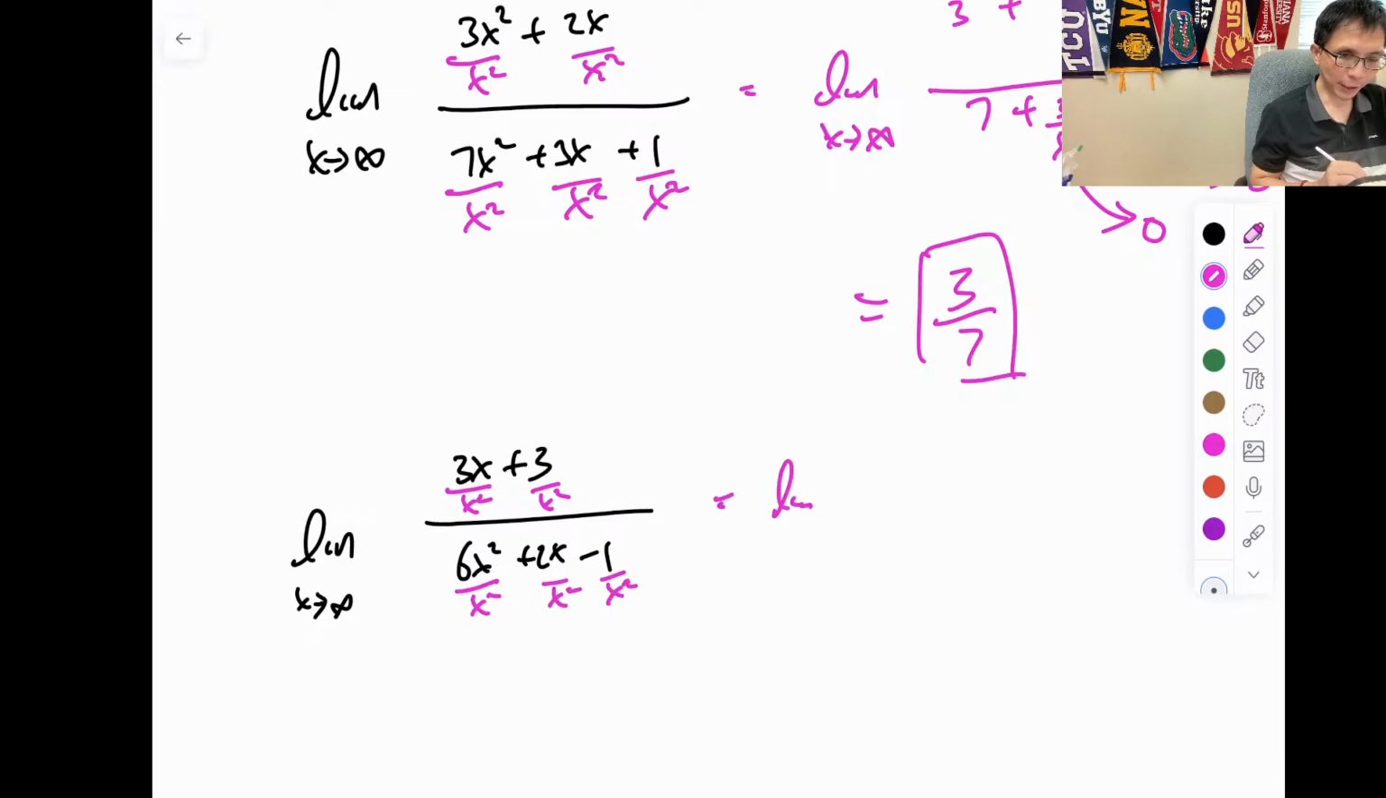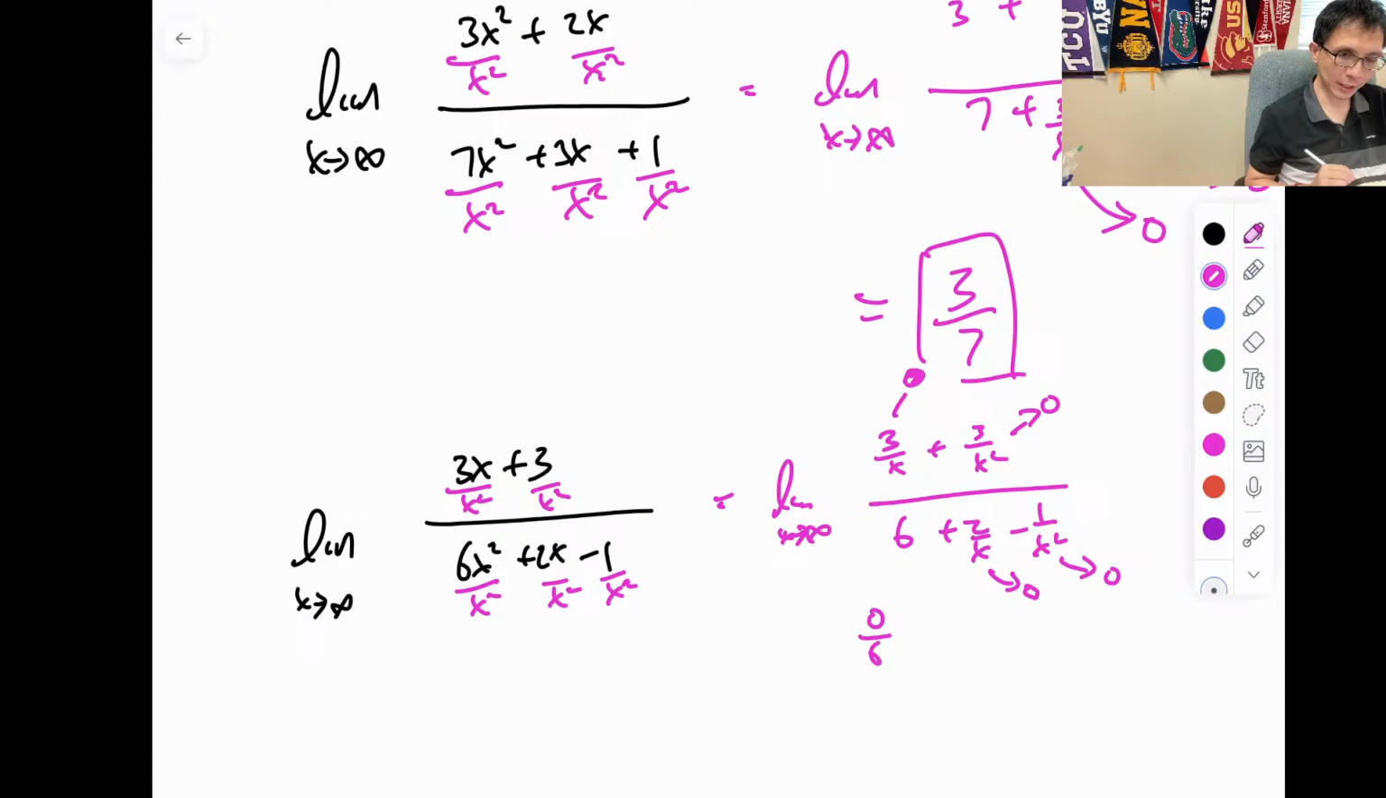And this will simplify to the limit as x approaches infinity of 3 over x plus 3 over x squared, where x is on the bottom and the top is constant, so you kind of know what the result is, minus 1 over x squared. So this is going to go to 0, this is going to go to 0, this is going to go to 0, this is going to go to 0. And 0 over 6 is 0, which means you have a horizontal asymptote at 0.